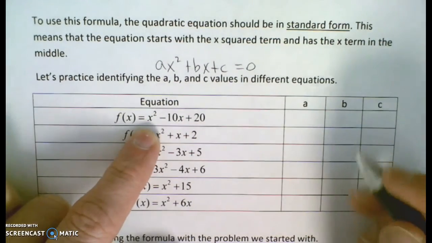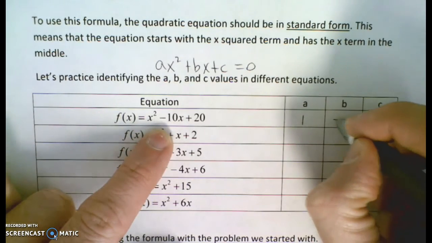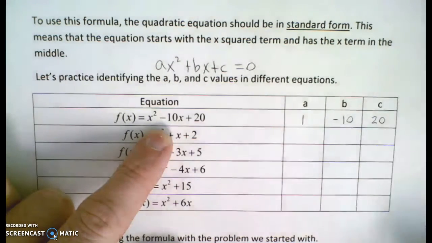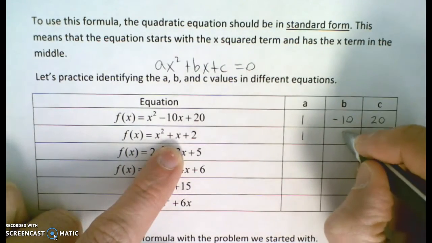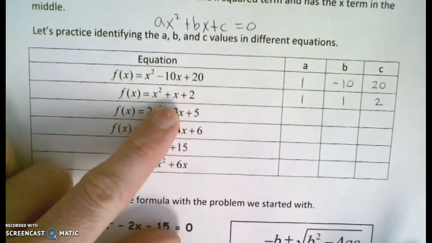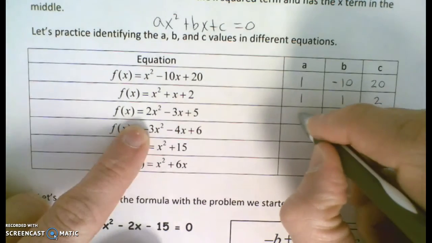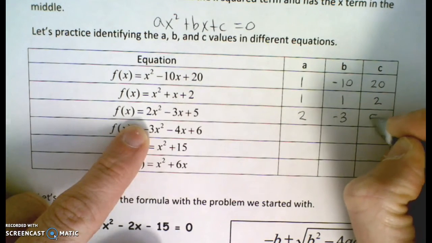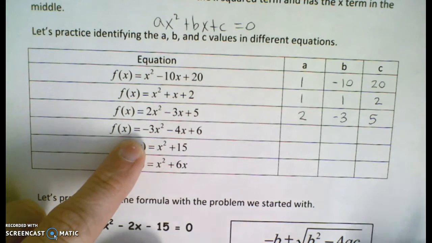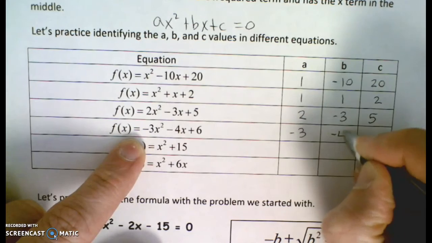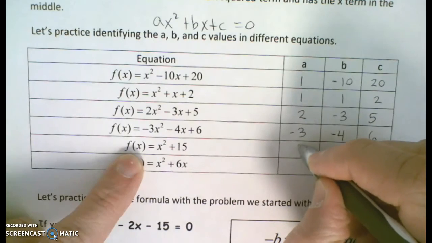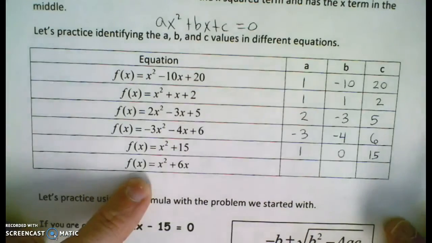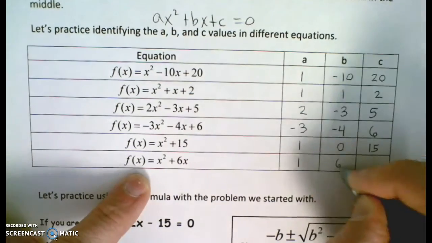So in this first equation, my a value is 1, my b value is negative 10, c value is 20. Hopefully this rings a bell from when we did the vertex and finding that. Second equation, the a value is 1, the b value is 1, the c value is 2. Next equation, the a value is 2, negative 3, and 5. Here we've got negative 3, negative 4, and 6. This one, there is no middle term, so it's 1, 0, and 15. In this one, there is no end term, so it's 1, 6, and 0.